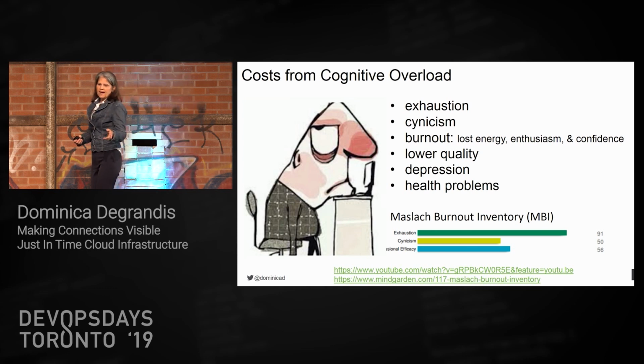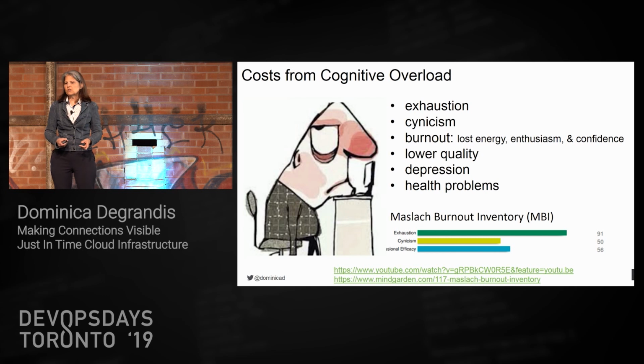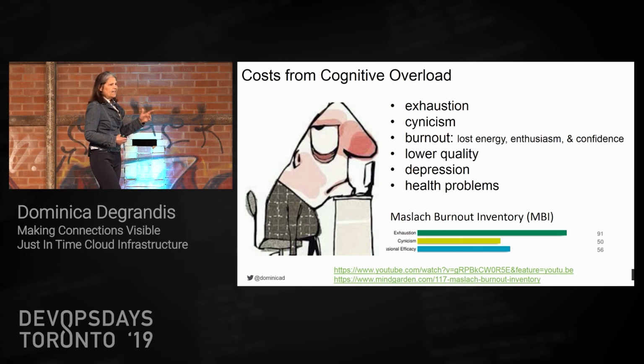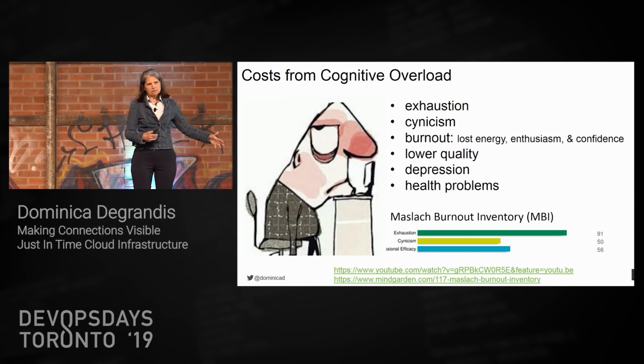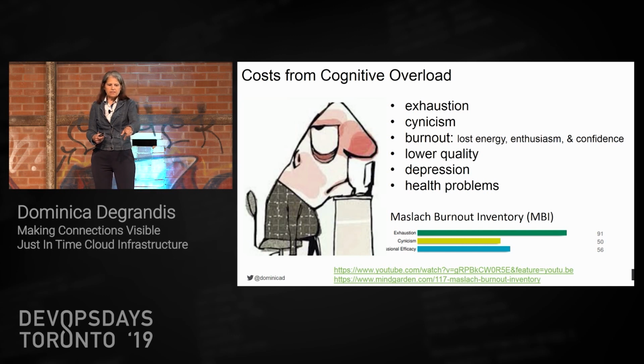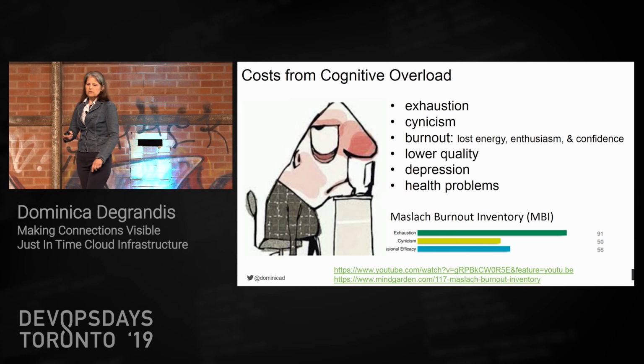So real quick here, the Maslach burnout inventory assessment is considered the gold standard for measuring burnout. And burnout's talked about a lot in the DevOps community right now, so I'm not going to go into detail on this. Just want to point out the definition here for burnout. We're really talking about lost energy, lost enthusiasm, and lost confidence. There's a couple links here, and I'll give you a link to this deck right after my talk.